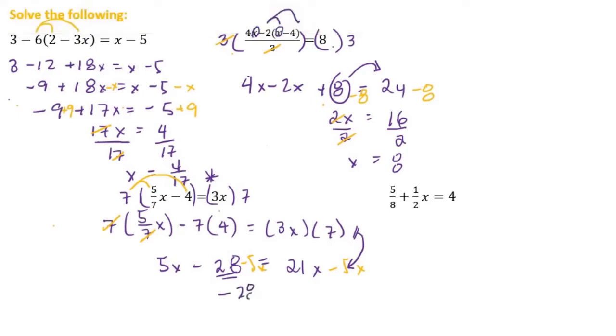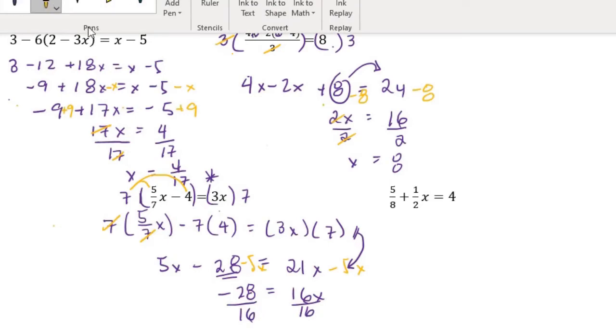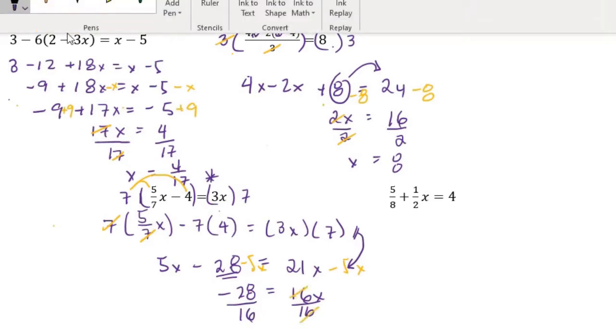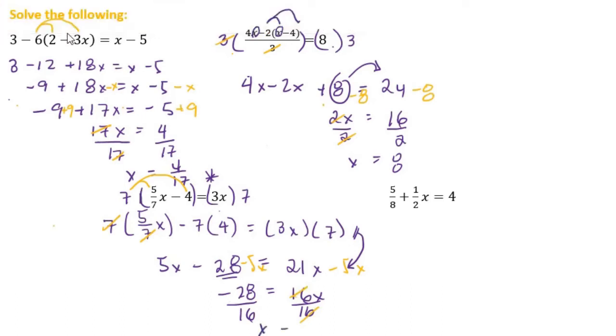So I have negative 28 is equal to 21x minus 5x, or 16x. The only thing left for me to do is to divide both sides by 16. So now we've isolated x, and I almost have my final answer. I'm going to write it the other way around, so I'm just going to have the x and the negative 28 over 16 switch sides.